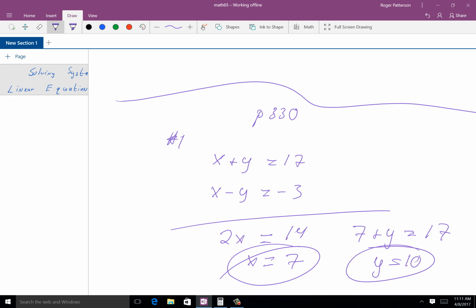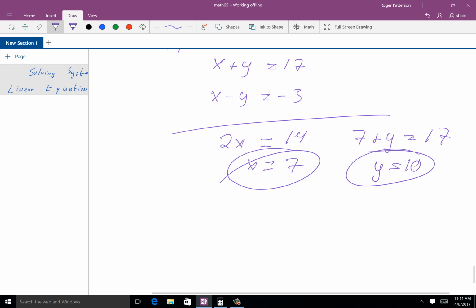How did we get it? Oh, because 7 is already x. So for 1 through 3, I just saved you one. You already got one, and that's done. So now let's move on to 8 through 12. So that'll be the next block.